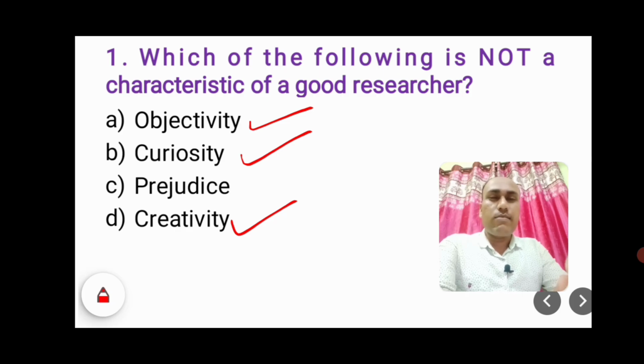So the answer will be prejudice. Prejudice means thinking before being judicious, by guessing something. So it will not be appropriate here. So the answer will be prejudice.